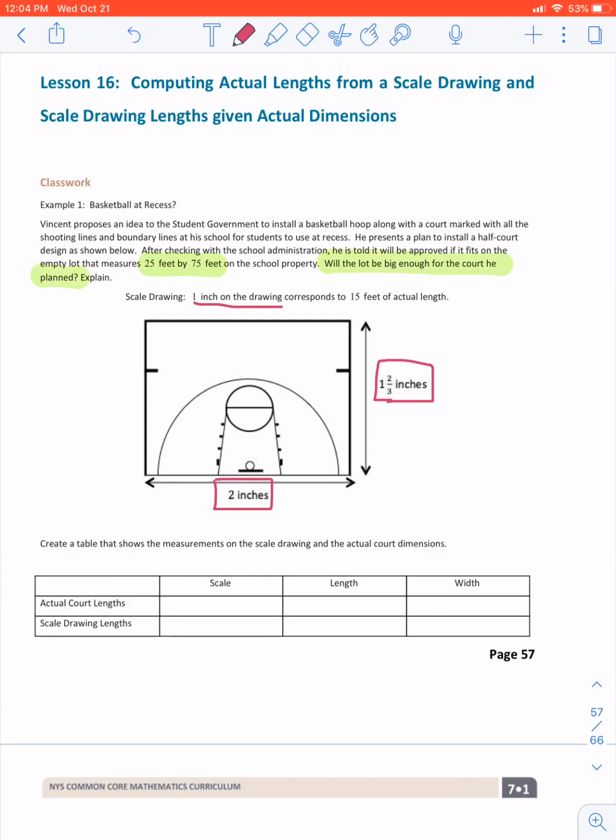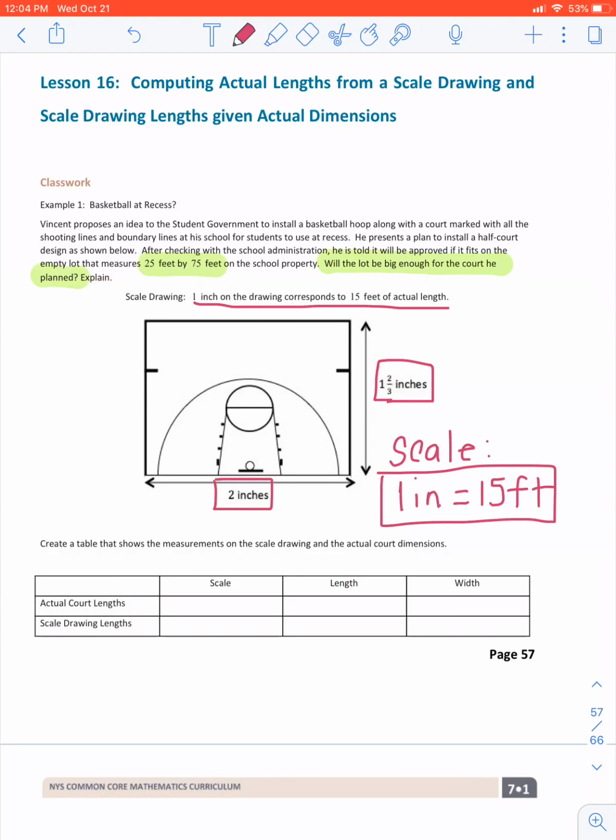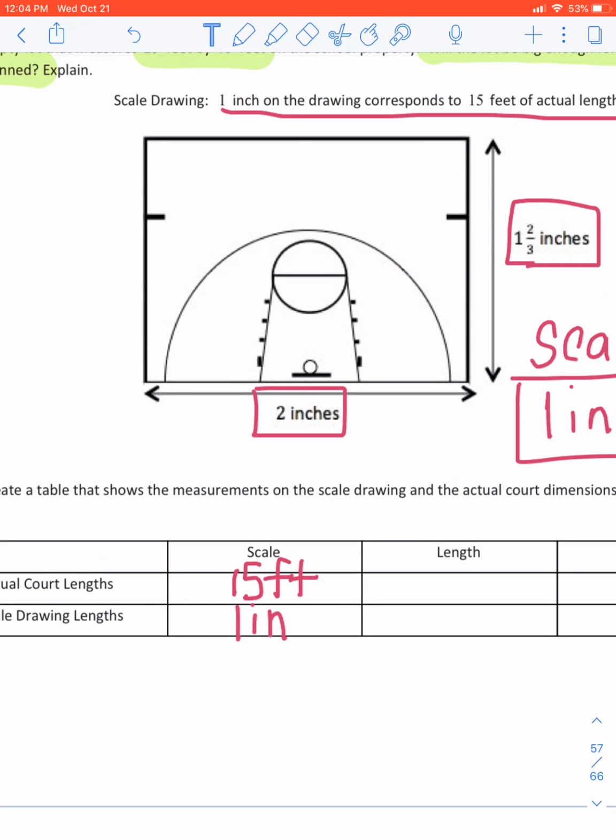So one important thing we know from up above, it says that the scale on this drawing is 1 inch equals 15 feet. So that's the scale. That's going to help us determine what the actual dimensions are. So if you look at the chart, I set up a chart to help us organize our data. So the actual dimensions is 15 feet. The scale length is 1 inch. I'm going to zoom in on this so that we can see this a little better.